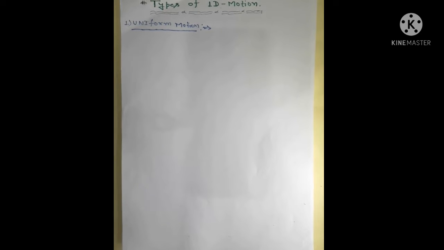First is uniform motion. What is uniform motion? If an object covers equal distances in equal intervals of time, it is said to be uniform motion.